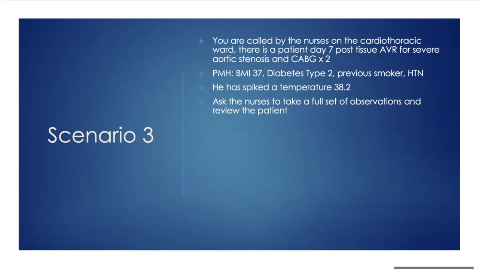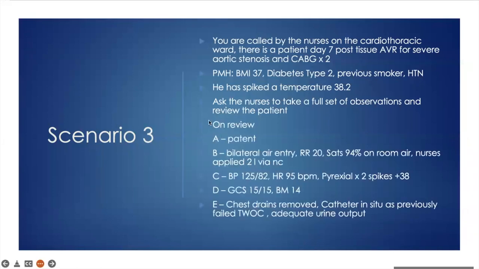He's had a temperature spike on the ward at 38.2. You've asked the nurses to take a full set of observations and you review the patient. And I'll quickly go to this now. So on review, you're talking to the patient and he's able to respond back to you. The airway is patent. There's bilateral air entry with relatively normal saturations on room air. The nurses have applied 2 liters of air oxygen by nasal cannula. His blood pressure is stable, 125 systolic. His heart rate is 95.